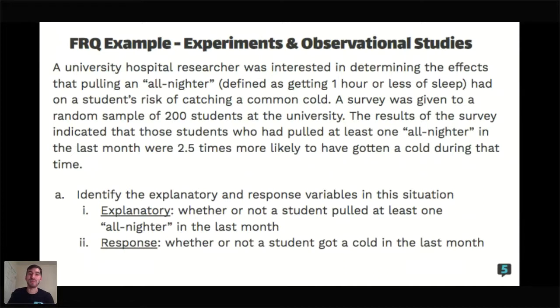So we've been discussing the distinctions between explanatory variables and response variables. Explanatory variable is what you control if you're doing an experiment, or what can be used to predict the response variable. And the response variable is the result of the study. So in the case that we're seeing here with the university hospital researcher, the explanatory variable is whether or not you've pulled an all-nighter in the last month, which can help potentially predict whether or not you're going to get a cold. That was the result of a survey in the situation.